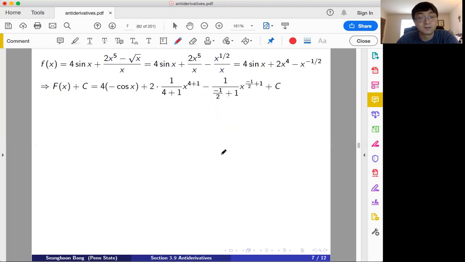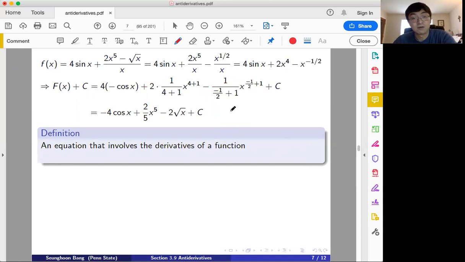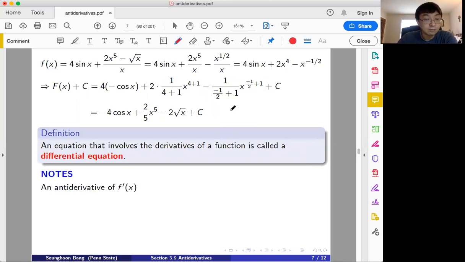This is the whole idea. The next one, we think about one definition. An equation that involves the derivatives of a function is called a differential equation. Here, do you know what is an antiderivative of f prime of x? What's that? So what is an antiderivative of f prime of x?